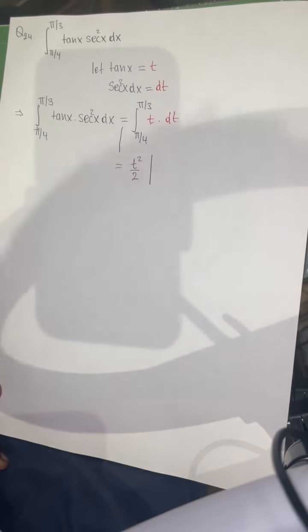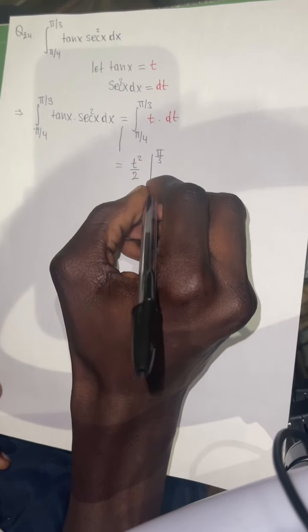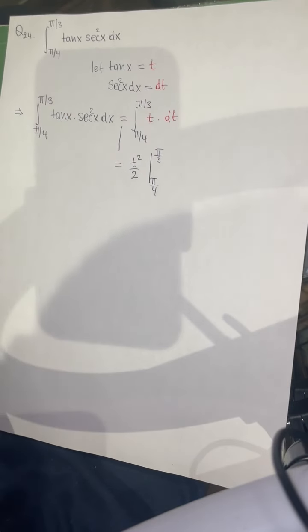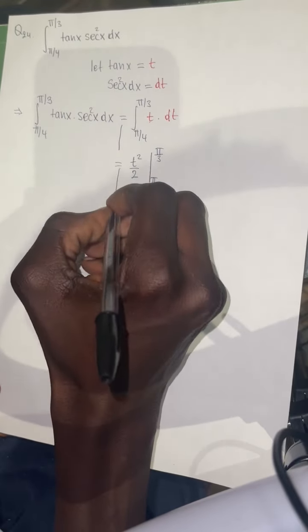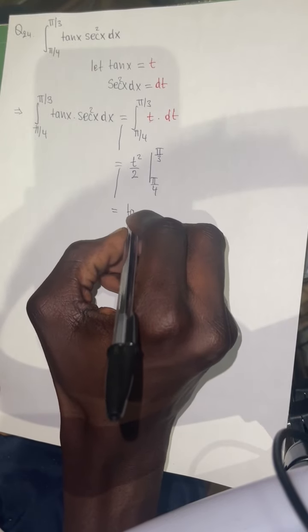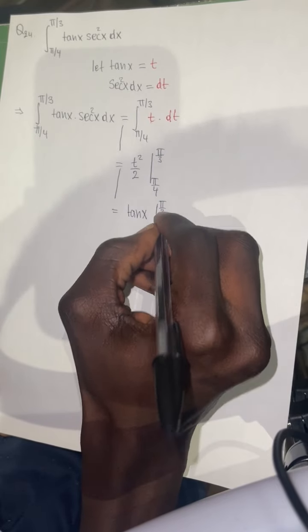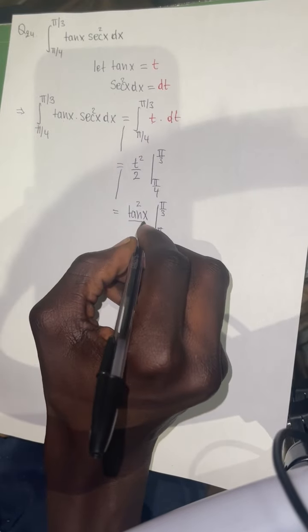We're not going to put plus C because we have the limit, and this limit is pi over 3 to pi over 4. So guys, make sure this limit is not for t. This limit is for x. So what you have to do is make t in terms of x. What is t in terms of x? It is only tan x. So we're going to have tan x, and then the limit is pi over 3 to pi over 4. Now what was asked? It was tan squared x over 2.